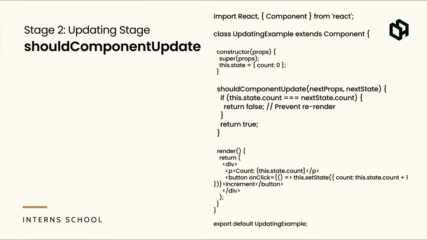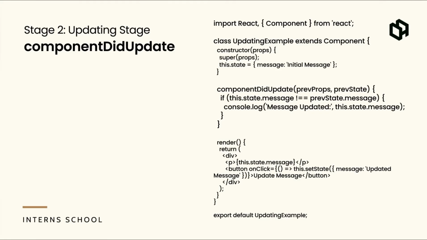Number 2 is render. The render method is called during the updating stage to re-render the component's UI with updated props or state. Number 3, componentDidUpdate. The componentDidUpdate method is executed after the component re-renders. It's often used for tasks like updating the DOM or fetching new data.